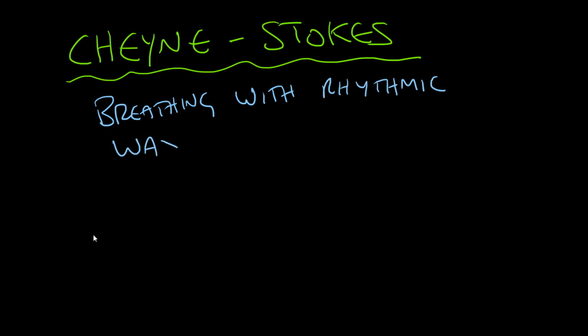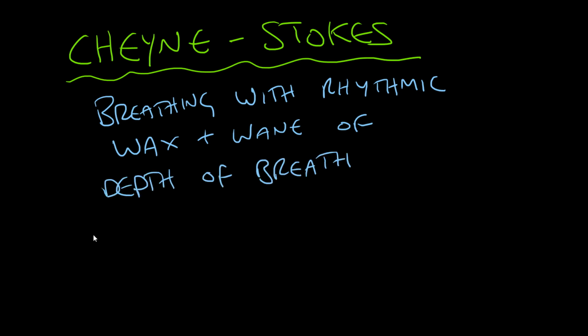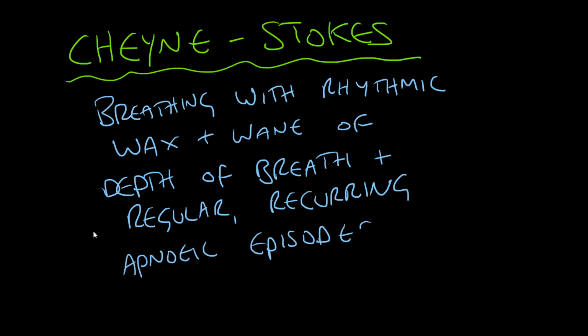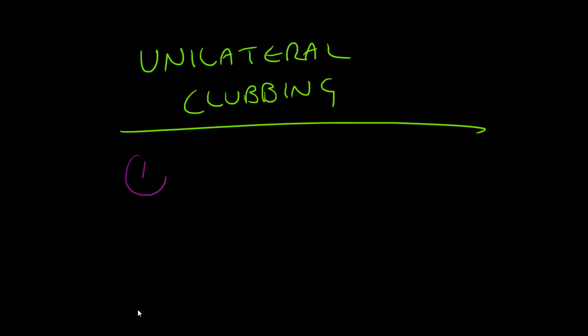Cheyne-Stokes respiration is breathing with a rhythmic wax and wane of depth of breath and regular recurring apneic episodes. So basically this means that there's a rhythmic wax and wane of the depth of breathing, so the depth of breathing gets higher and lower, shallow and deep, and there are regular recurring periods of apnea, or no breathing.